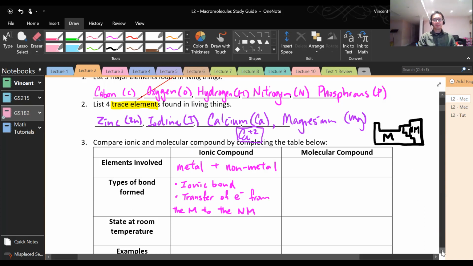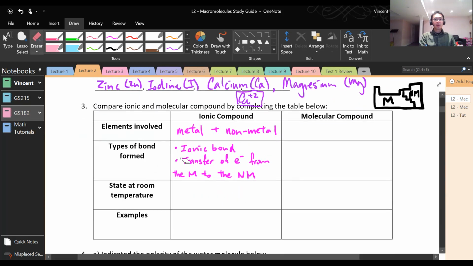Ionic bond is quite strong. It holds the metal and the non-metal together. And typically speaking, the ionic compounds would be solid at room temperature.